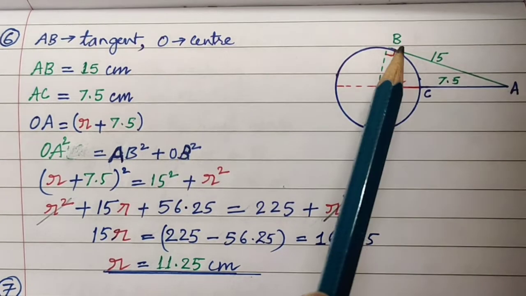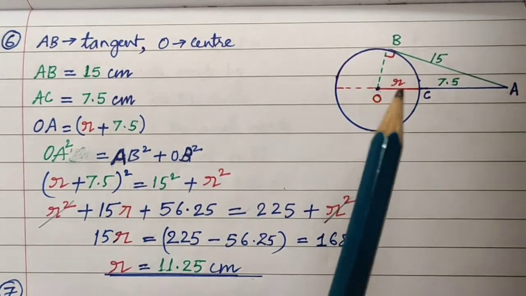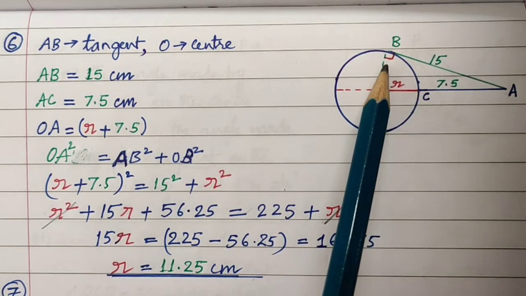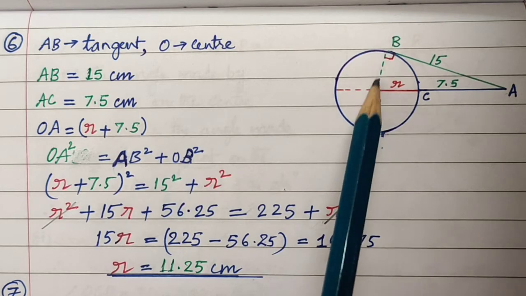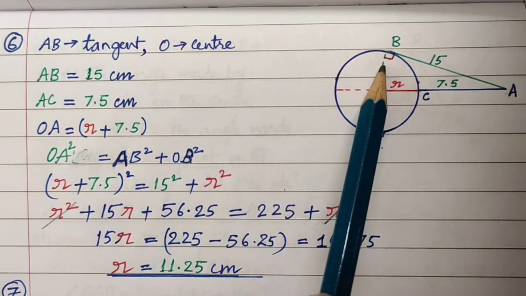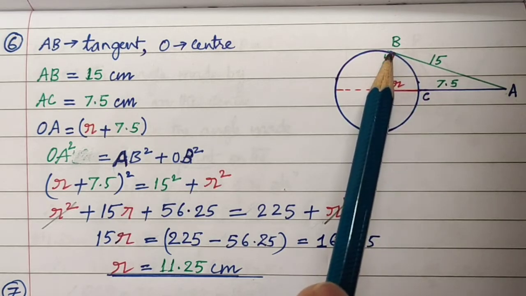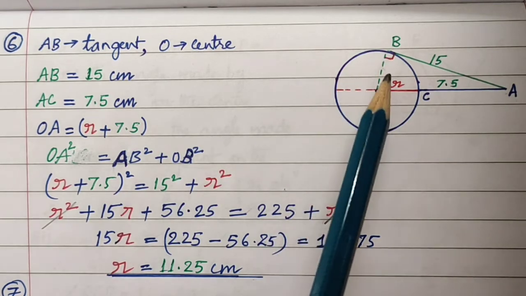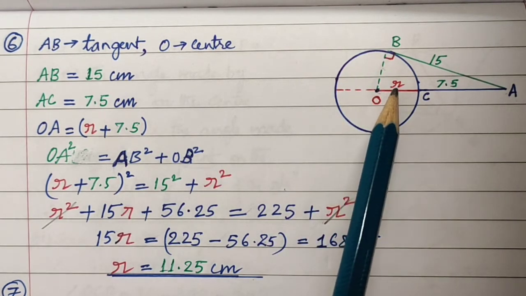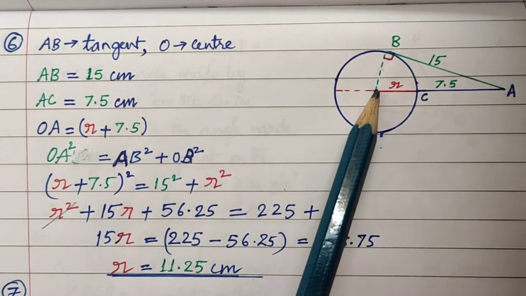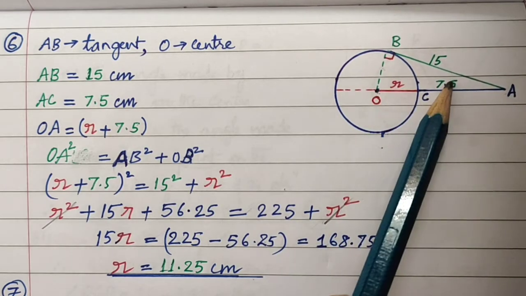We know that for any tangent to a circle, the radius drawn to that point of contact is perpendicular to the tangent. Therefore, if we draw the radius from here to here, this radius and this tangent are perpendicular to each other. Therefore, we get a right-angled triangle here. So, by using the Pythagoras theorem, we can find the radius. We know that AC is 7.5. Therefore, OA is equal to R plus 7.5.